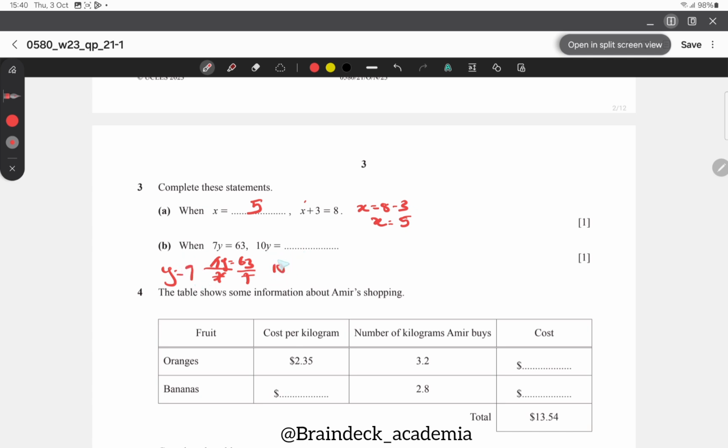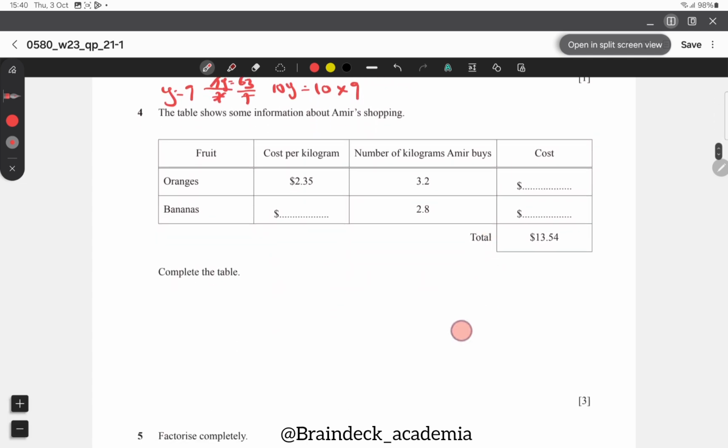So for 10y, since 10y is the same as 10 times y, which is 9, 10 times 9 is 90. So that place is 90. Simple as that. All right.